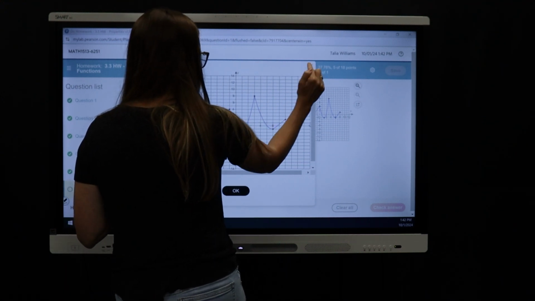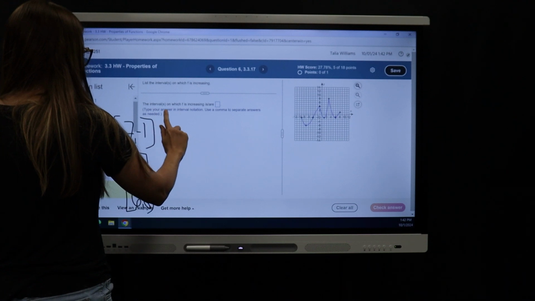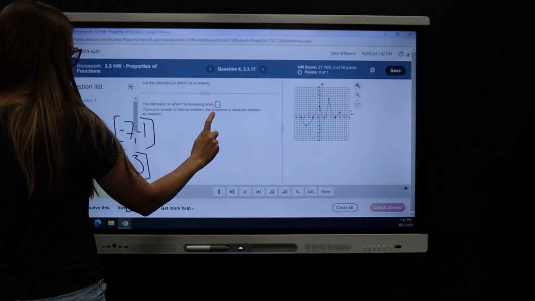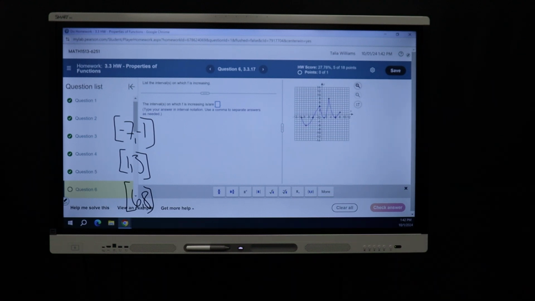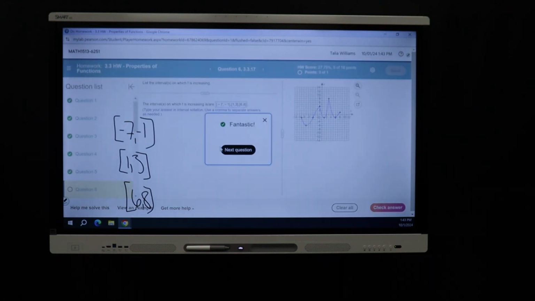When we type these in, type your answer, use a comma to separate answers as needed. I don't think we have to use the union sign. -7 to -1. Let's try not using it. Okay. Bracket 1 to 3. 6 to 8. Okay. Don't have to use the union sign.